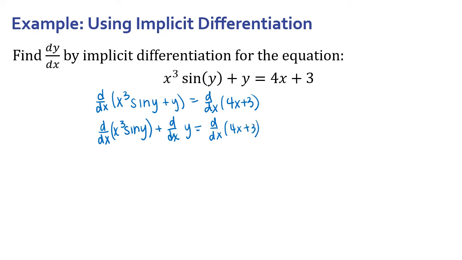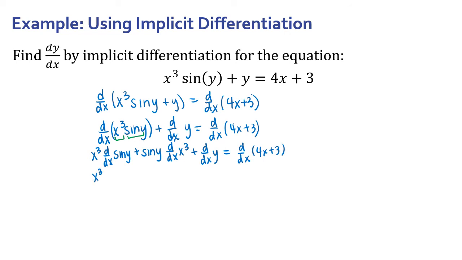All right, so now I can take the derivative of each of these pieces. Looking at the left-hand side, this first term, x cubed sine of y, is two functions getting multiplied together. So I'm going to have to apply the product property. This is going to be x cubed, the first function, times the derivative with respect to x of the second, plus the second times the derivative with respect to x of the first. I'll do the rest of these pieces after, I'm just going to do it all at once.